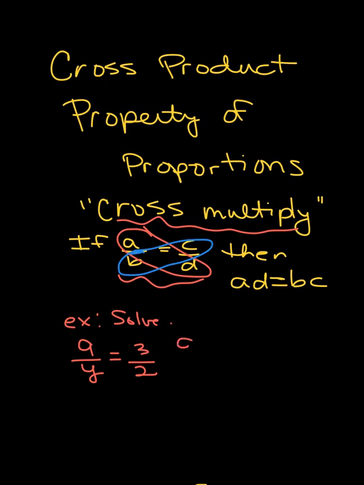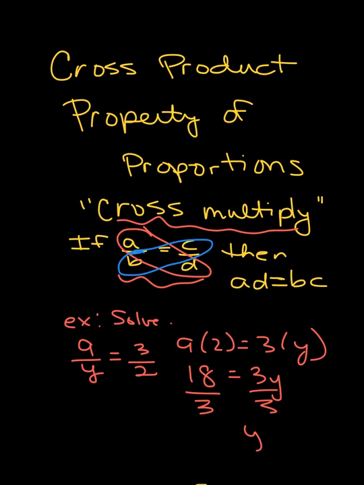So for instance, when I look at my example, if I'm going to cross multiply, I have 9 times 2 is equal to 3 times y, and the directions ask me to solve, so I have 18 is equal to 3y, divide both sides by 3, and y has a value of 6. Now I can only cross multiply when I have one fraction on either side of the equal sign.